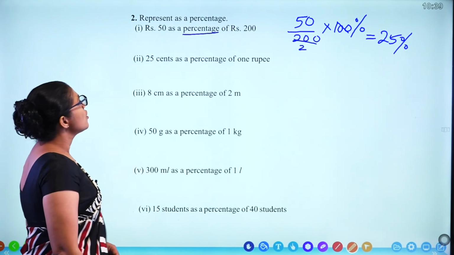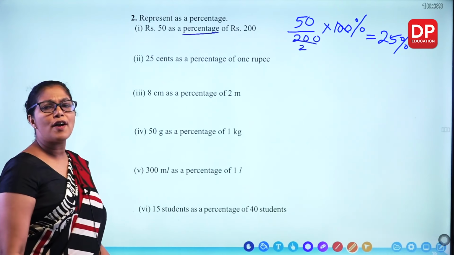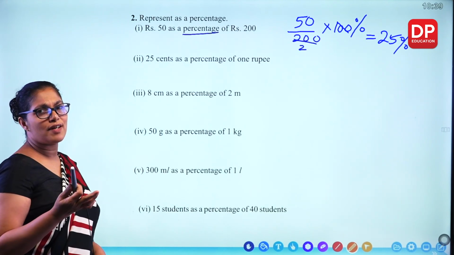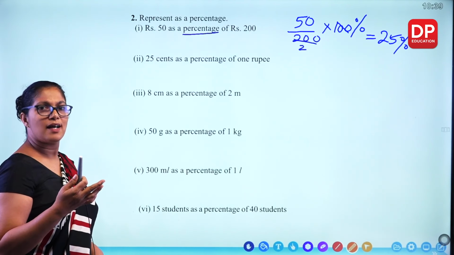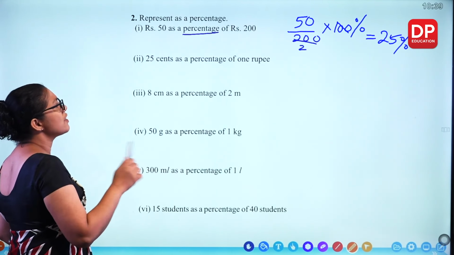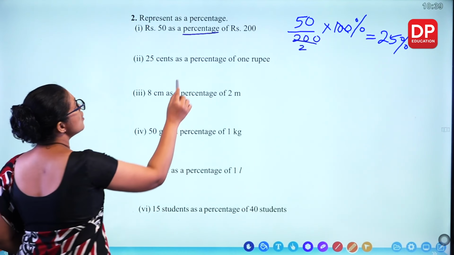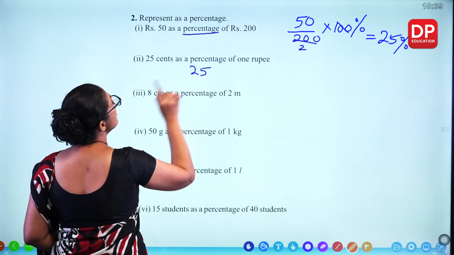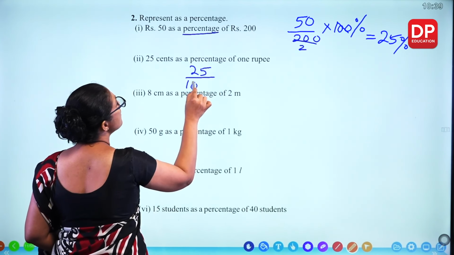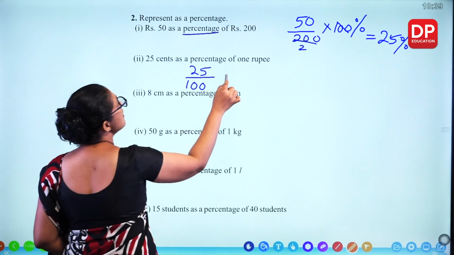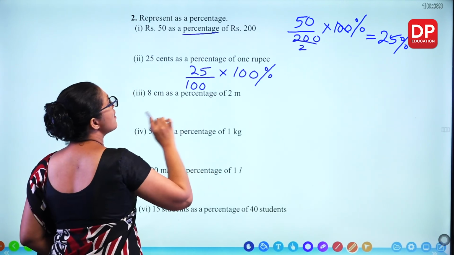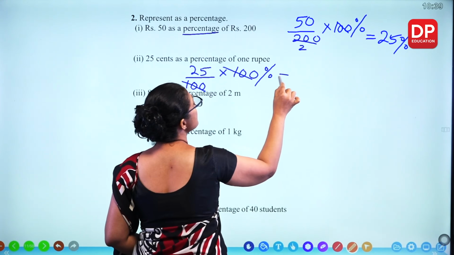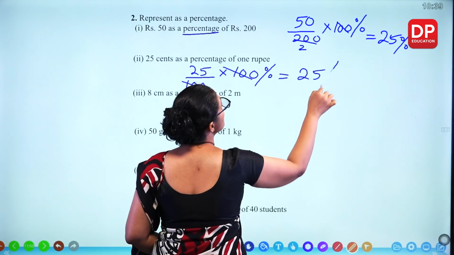This one, 20 cents as a percentage of 1 rupee. Here the units are different. So what is 1 rupee in cents? 100 cents. So you have to convert to the same units. 25 cents out of 100 cents, and when you want to convert to a percentage, you multiply by 100. So 100 and 100 get cancelled out, you get 25%.